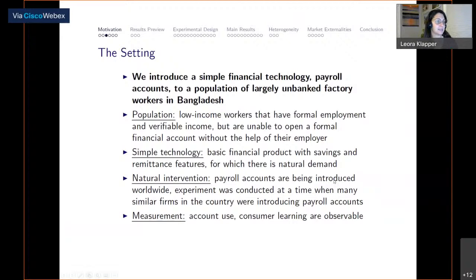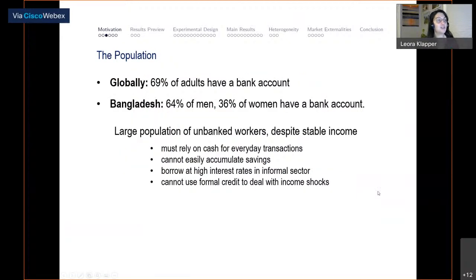So let me dig into some details. So our population, globally, we know from global index data, about 70% of adults have an account at a bank or a mobile money service provider. In Bangladesh, there's a tremendous gender gap. Bangladesh is an example of a country that between 2014 and 2017, we saw a surge in account ownership. However, most of the benefit went to men. For a number of reasons, which I'll talk about, women were simply less likely to take up mobile money accounts, which drove a lot of the growth in account ownership by men.